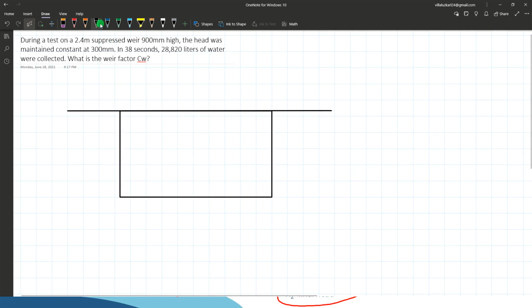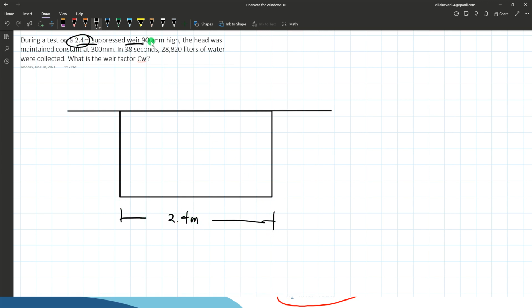Sample number 1. During a test on a 2.4 meter suppressed weir 900 mm high, the head was maintained constant at 300 mm. In 38 seconds, the amount of water collected is 28,820 liters. What is the weir factor Cw? So based on the given, we have here a 2.4 meter suppressed weir. So 2.4 meter is your length.